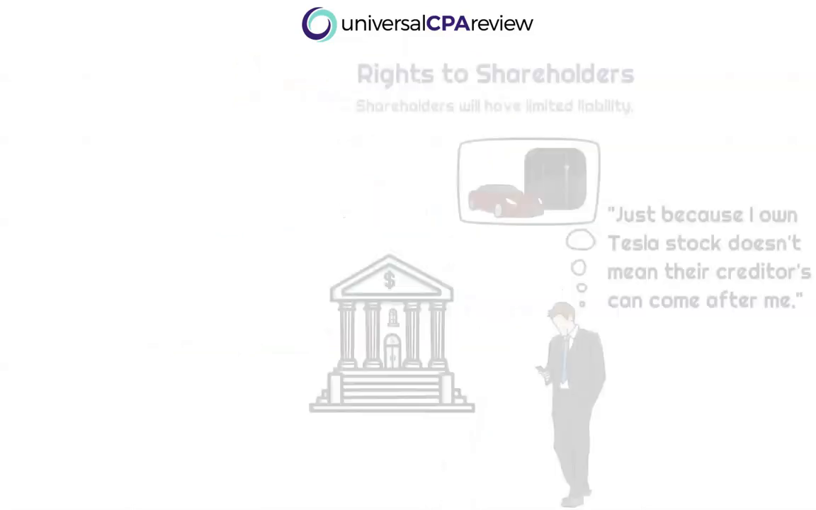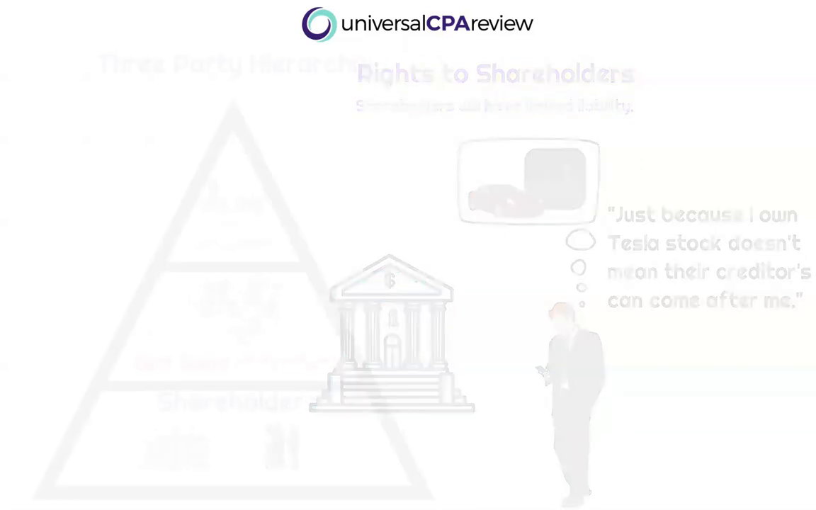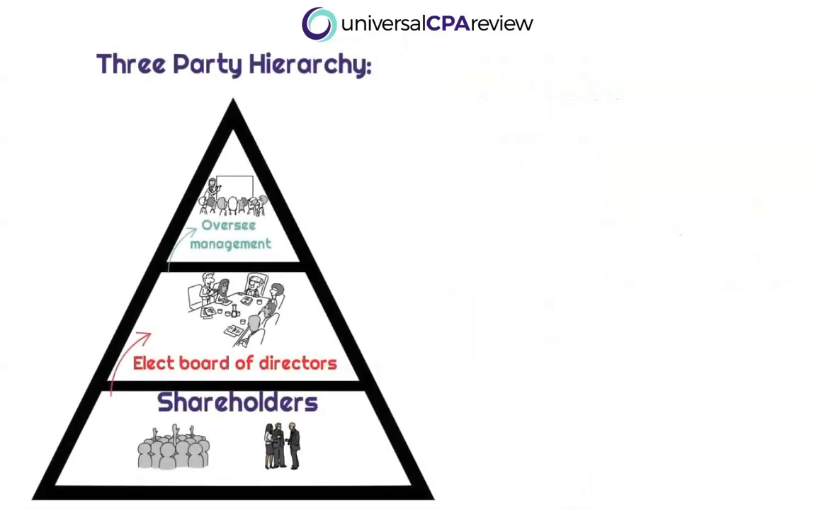If you invest in Tesla stock and Tesla fails to pay back its obligations, the creditors aren't going to go after your personal assets, right? You would just lose some money on the stock's value. So there are ultimately three parties in this hierarchy. We have shareholders who will elect the board of directors, who will oversee management and executive officers.